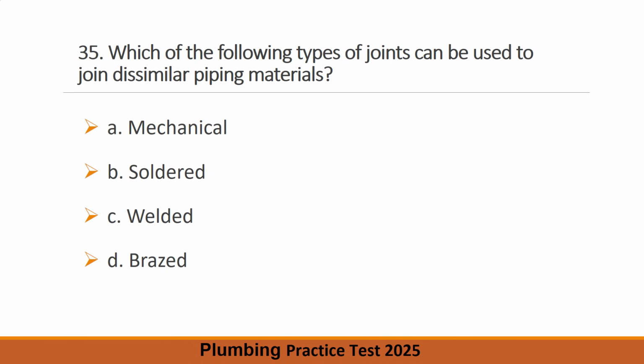35. Which of the following types of joints can be used to join dissimilar piping materials? A. Mechanical. B. Soldered. C. Welded. D. Brazed.